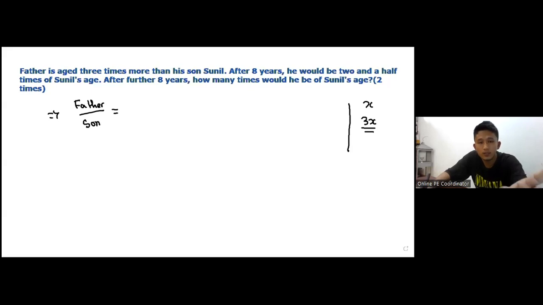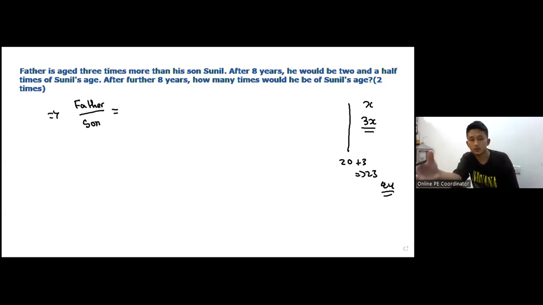But in this question it is completely different. 3 times and 3 times more make a lot of difference. What 'more' means is this: for example, if your age is 20 and I am 3 years more than you, then it is 20 plus 3, 23. That means there is a gap of 3 years.